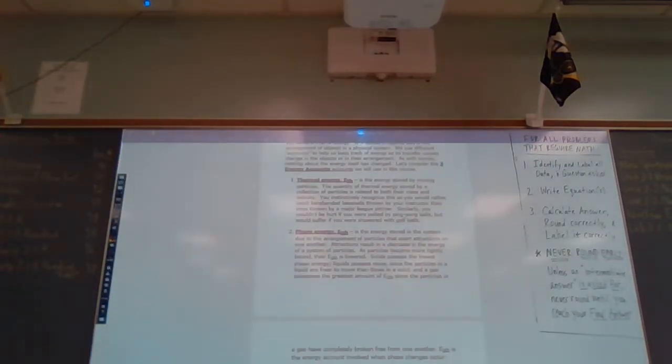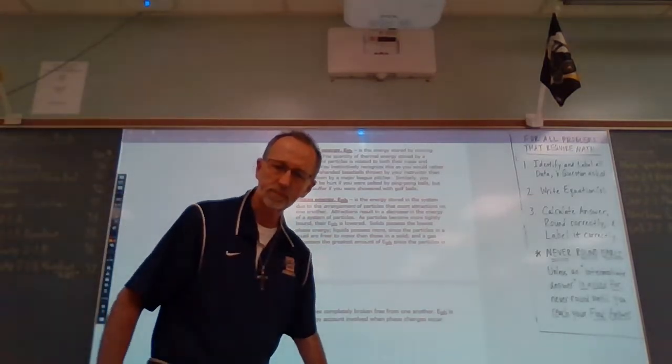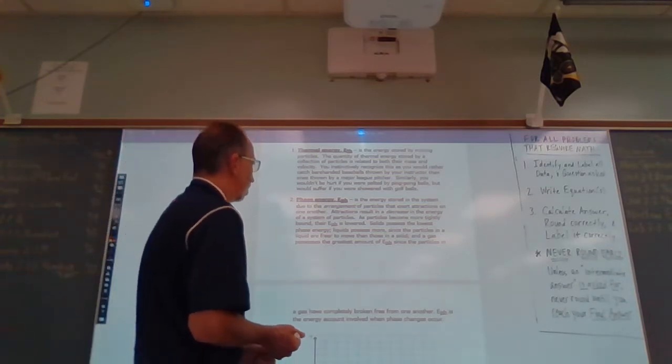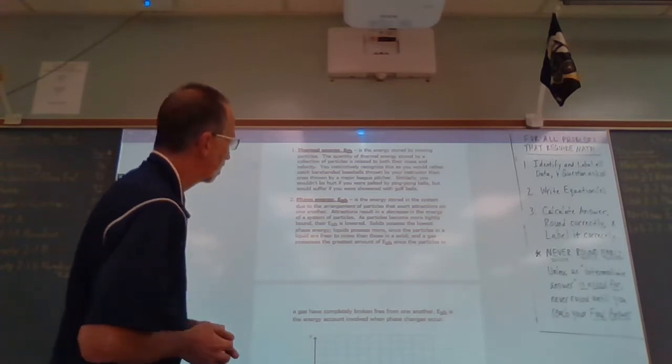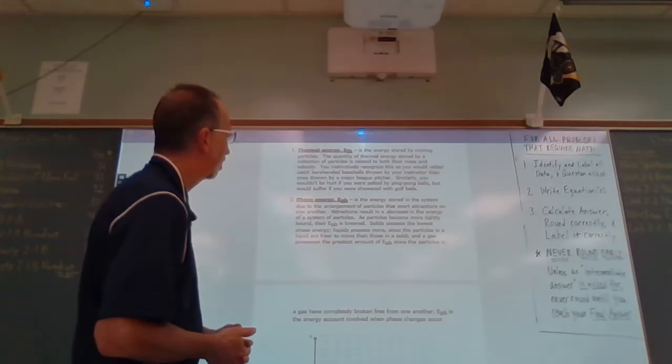First of all, is thermal energy. All right. Thermal energy is the energy stored by moving particles. All right. The quantity of thermal energy stored by a collection of particles is related to both their mass and velocity. This is kinetic energy. Okay.